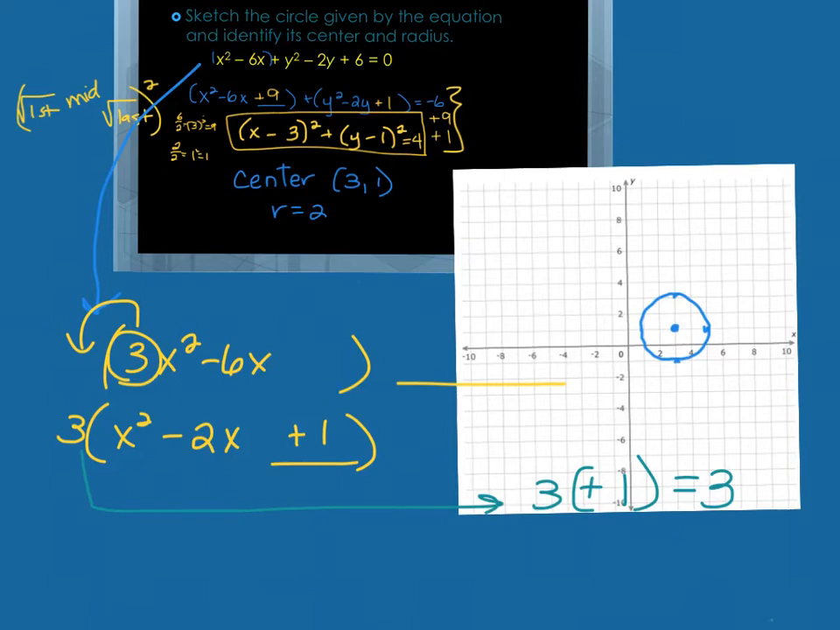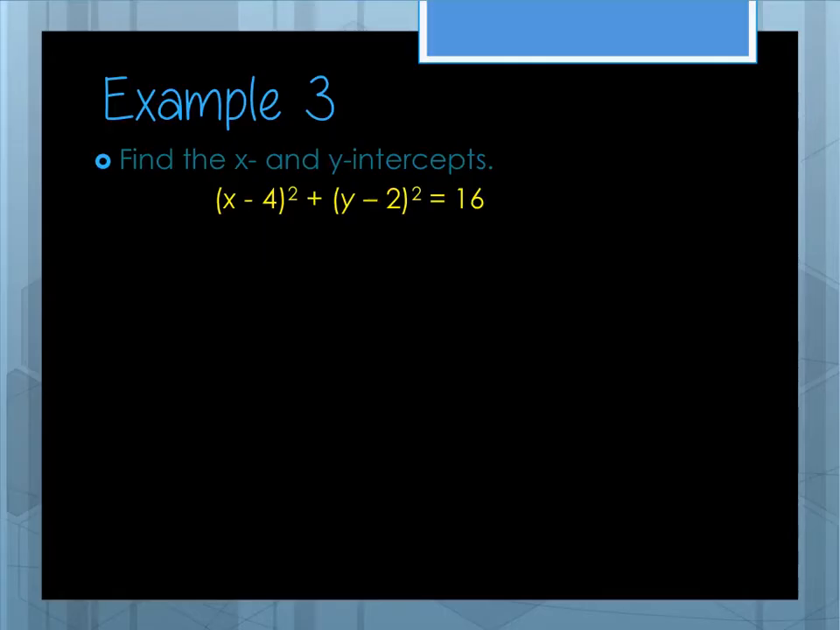So make sure if you're going to take something out of the parentheses before you complete the square, that you multiply it times whatever is being added to the other side. Again, at the end of the notes, we'll have an example like this, but just so that you can keep that in the back of your mind.